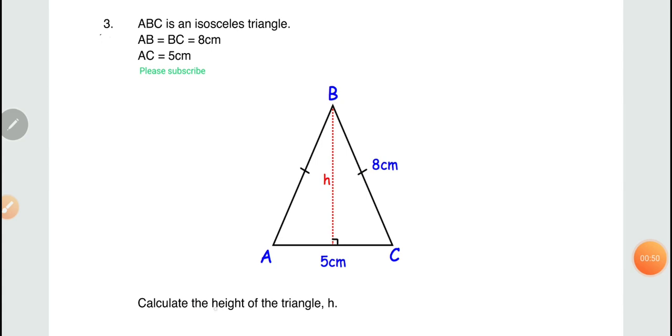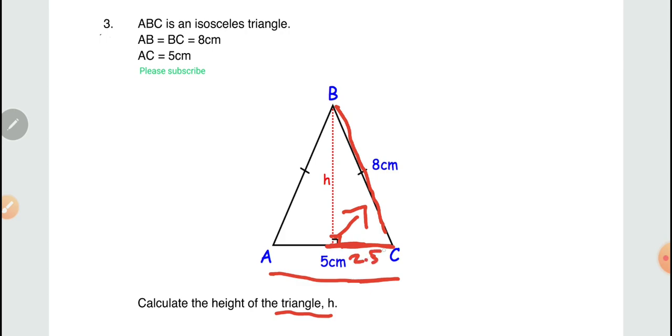It's saying now calculate the height of the triangle, H. So we want to work out this red dotted line, which is the height. Now I can see that this is perpendicular because I've got the right angle sign. I've got a right angle triangle where the longest side, the hypotenuse, is 8, and because all of this was 5 centimeters, I know the halfway line from here to here will be 2.5.